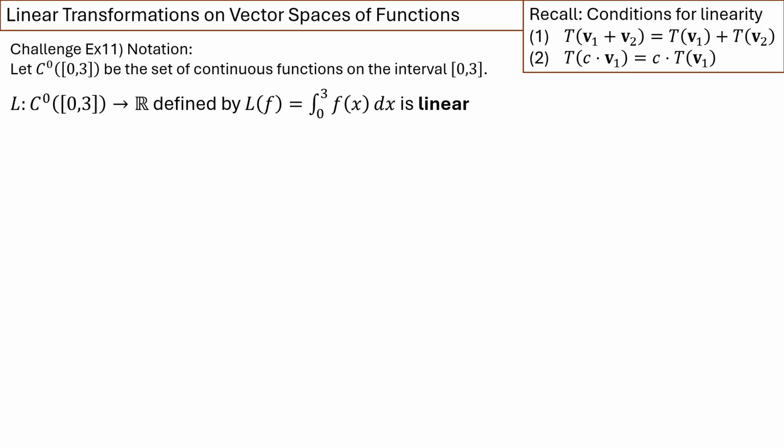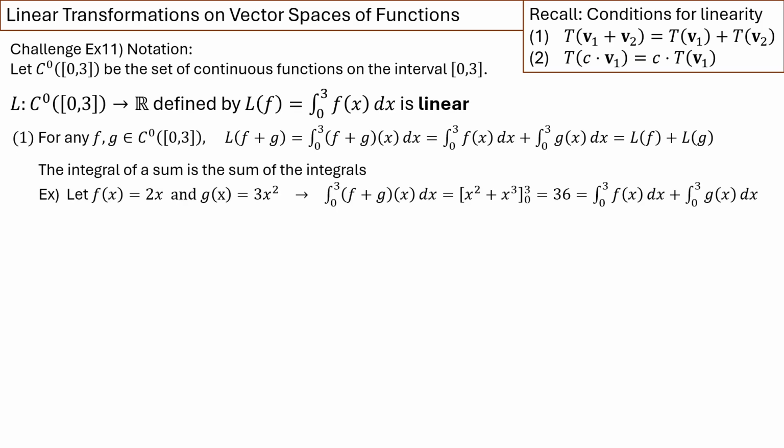Next up for this part, the definite integral. We define L as the integral from 0 to 3. Does it pass the addition check? Yes. The area under a sum of curves is just the sum of the individual areas. Our calculation confirms that integrating the combined function x squared plus x cubed with x values from 0 to 3 gives 36, which exactly matches the sum of separate integrals.